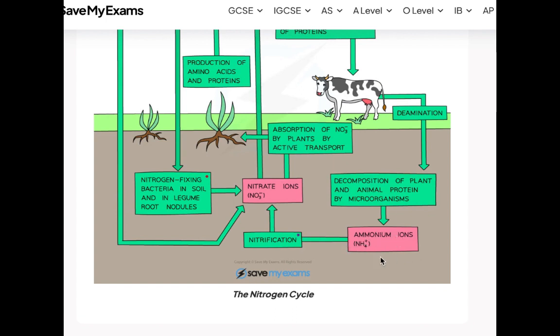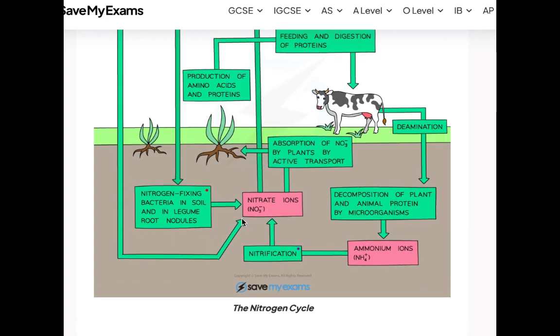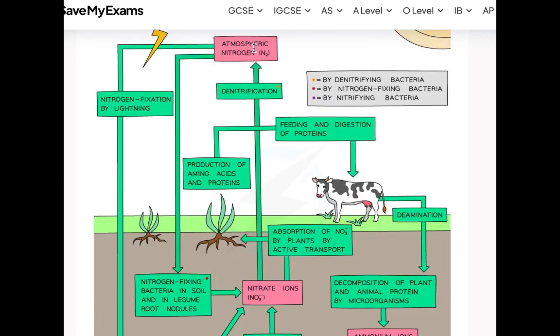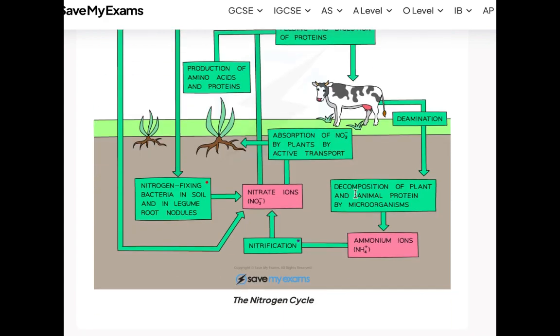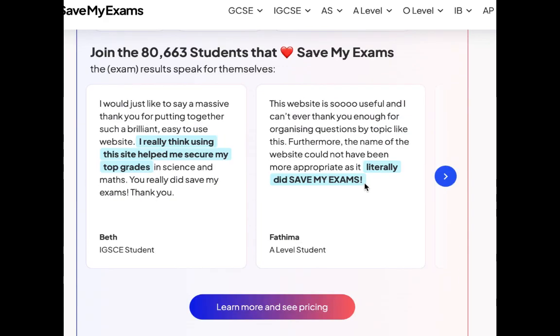Now another set of bacteria feed on this, called the nitrifying bacteria. The process is called nitrification, which converts the ammonia to nitrite to nitrate. And then when it becomes nitrate, the plants will again use it to grow and produce food and protein for other organisms. But this nitrate is also lost to the atmosphere by a process called denitrification, by denitrifying bacteria. And then the nitrate ions will be returned to the atmosphere as nitrogen. So this process is called the nitrogen cycle.